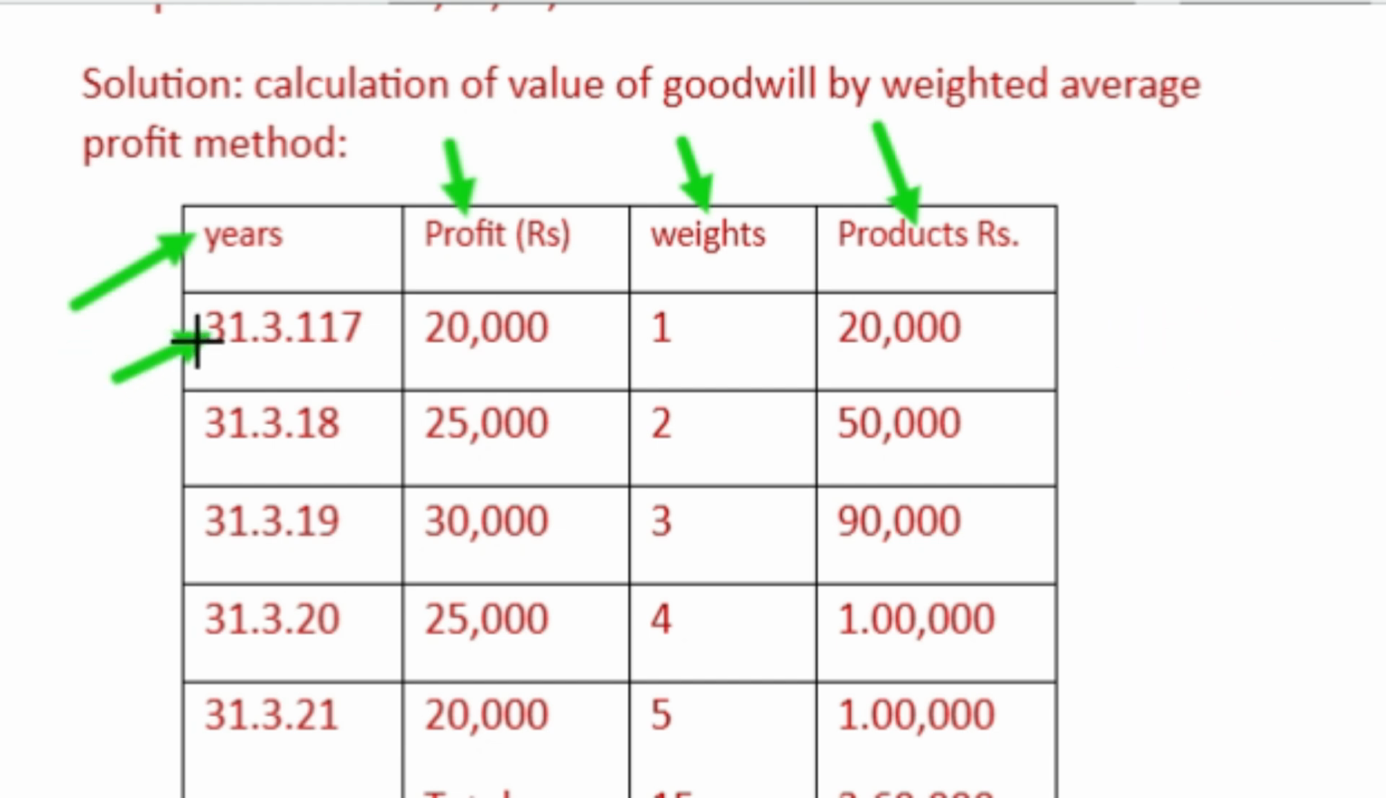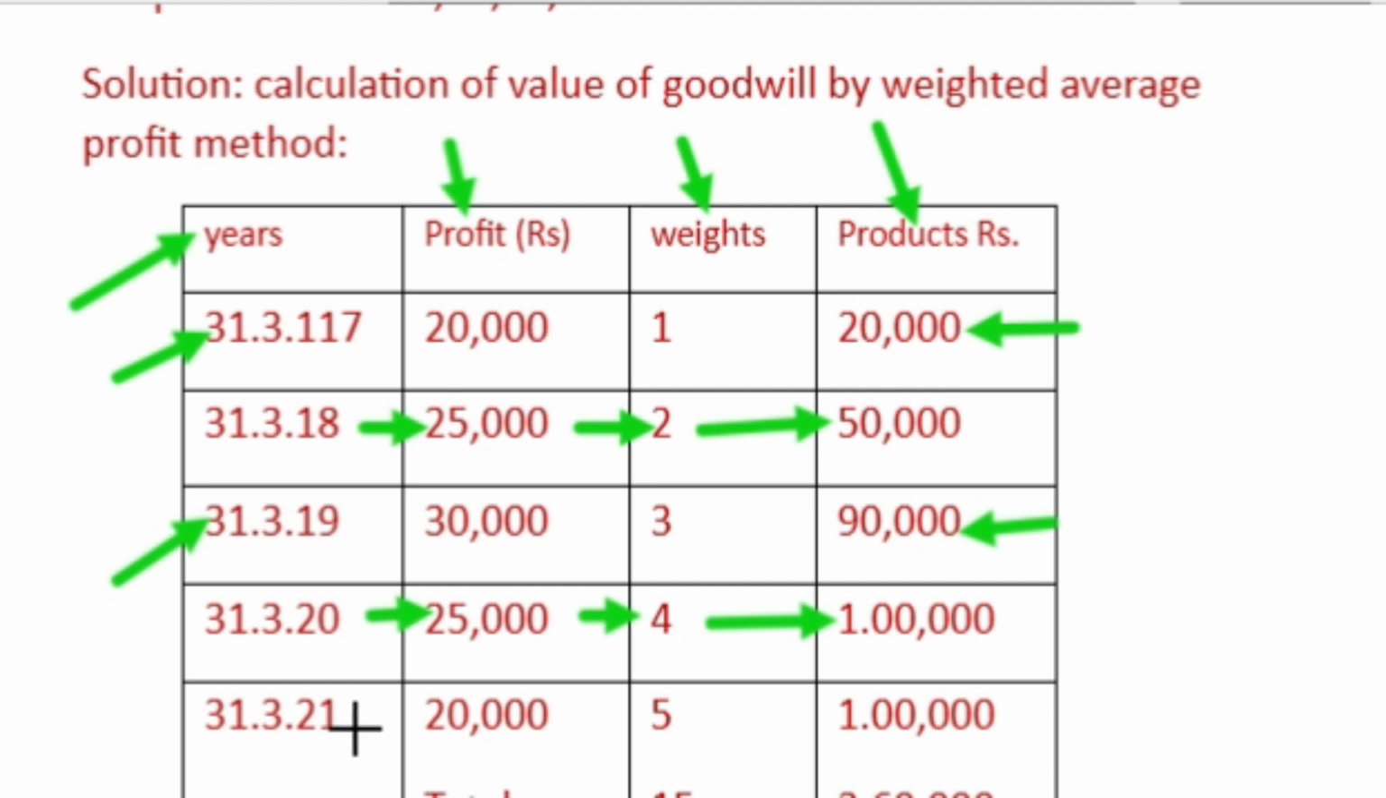So here 31st March 2017, 20,000 multiplied by 1, same 20,000. 31st March 2018, rupees 25,000 profit multiplied by 2, it is rupees 50,000. Similarly 31st March 2019, 30,000 into 3, 90,000. 31st March 2020, 25,000 profit multiplied by 4, so it is 1 lakh rupees. And 31st March 2021, 20,000 multiplied by 5, it is rupees 1 lakh.